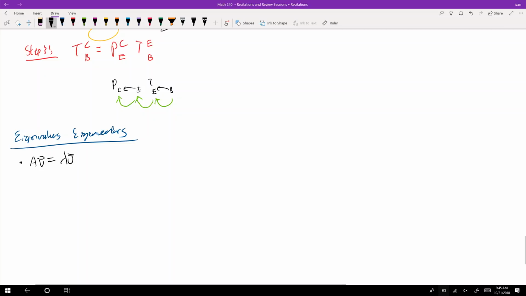So Av equals lambda v. The v are the eigenvectors. They're stretched by A. Lambda are the eigenvalues. It's how much the eigenvector is stretched.